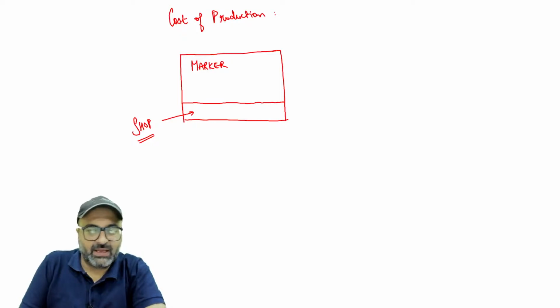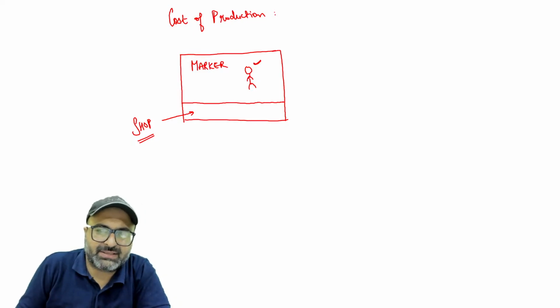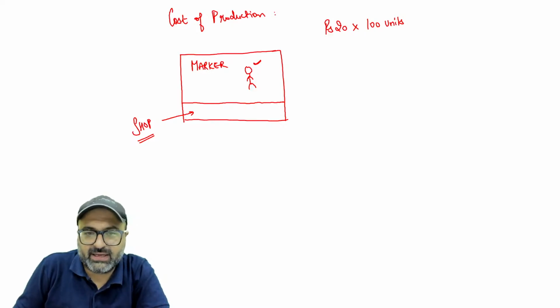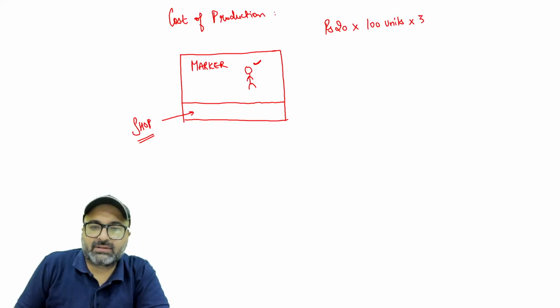I said, fine. Now, I was sitting with my friend and I was very eager to know his income. I asked him, what is your income? He replied that, sir, my income is, you can see, I sell one marker for 20 rupees and I approximately sell 100 units every day, and in a month I work for 30 days.